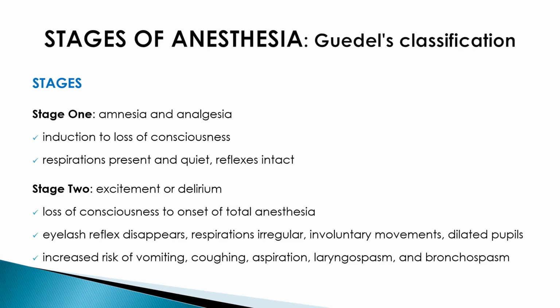Stage 1 was the induction to loss of consciousness. Respirations were present and quiet, and reflexes were intact. He named this the amnesia and analgesic stage. The excitement or delirium stage was stage 2. This is where the patient went from loss of consciousness to onset of total anesthesia. The eyelash reflex disappeared, respirations were irregular, involuntary movements occurred at this time, and the pupils were dilated. There was an increased risk of getting sick here: coughing and aspiration, laryngospasms, and bronchospasms.